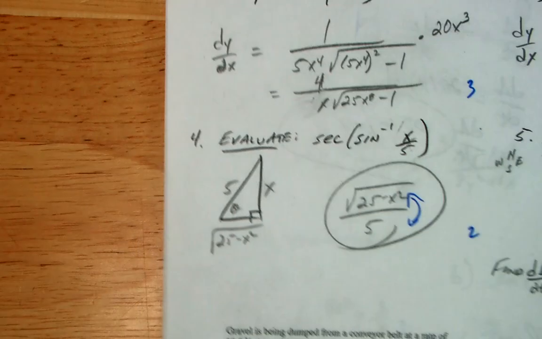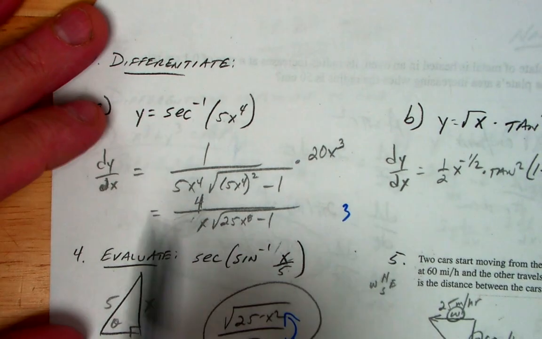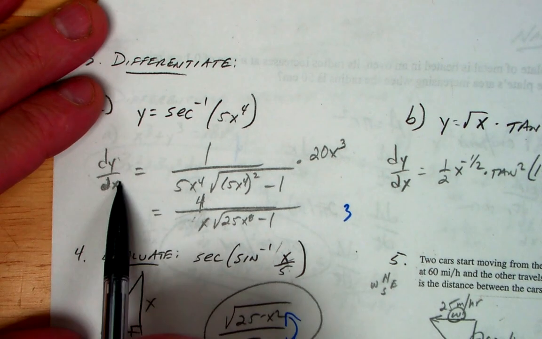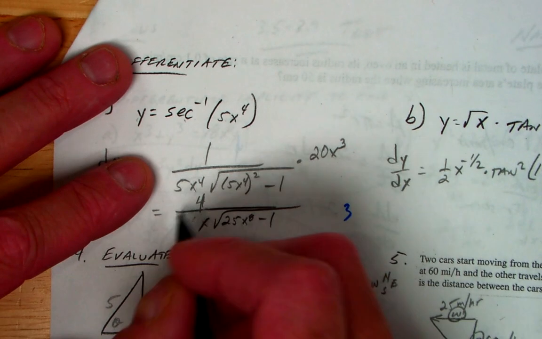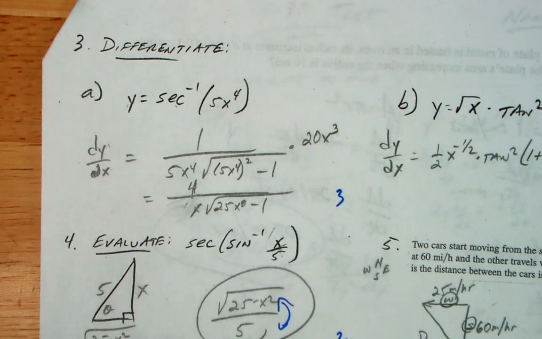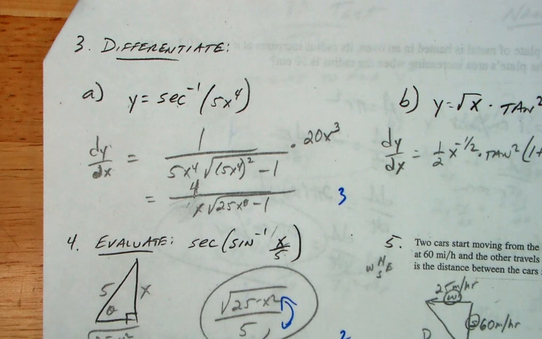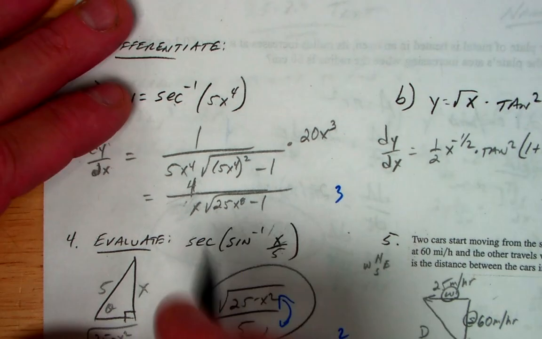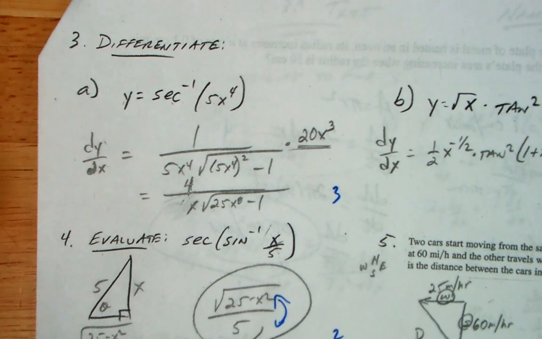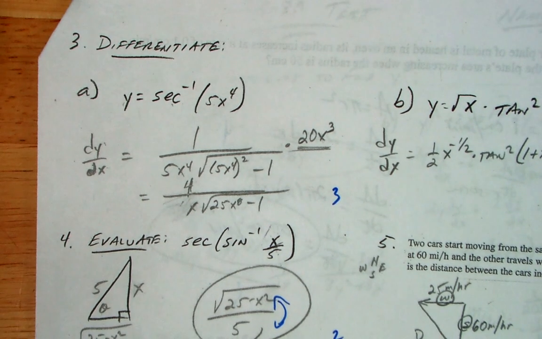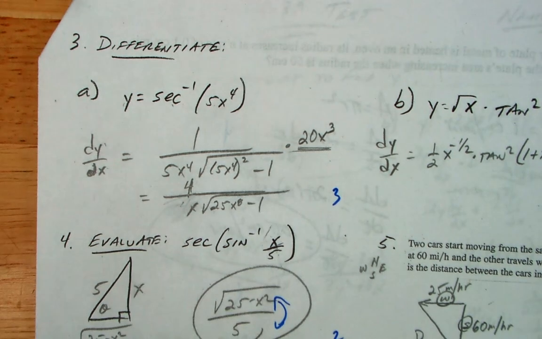Inverse secant on 3. Okay. The derivative here, inverse secant, is this 1 over. Yes, there's an absolute value. I never really talked about that much at all, but 5x to the 4th is always going to be positive, so I just dropped it. And then times the derivative of my nested function, always a chain rule issue. And then we can simplify it a little bit.